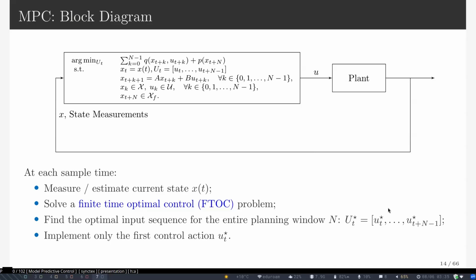So there are a bunch of things that are important. Here, for simplicity, I'm putting measurements, but it doesn't need to be the measurements of everything out of the plant. You can put an estimator there, in principle, that estimates the things that we can't directly observe. Then we can solve a finite time optimal control problem: find the optimal input sequence for the entire planning window, and then implement only the first control action.